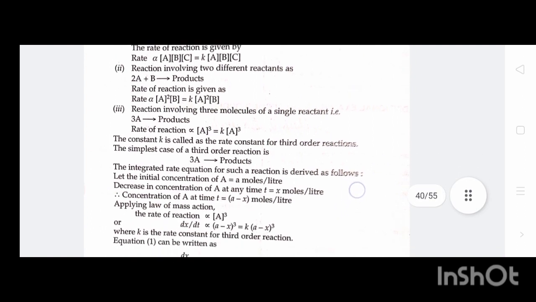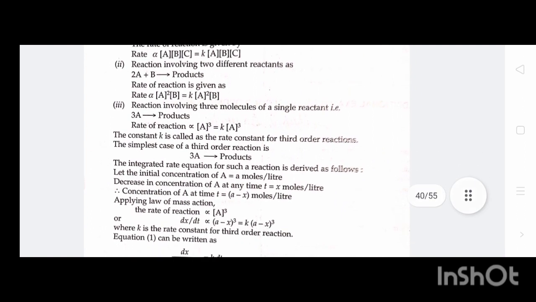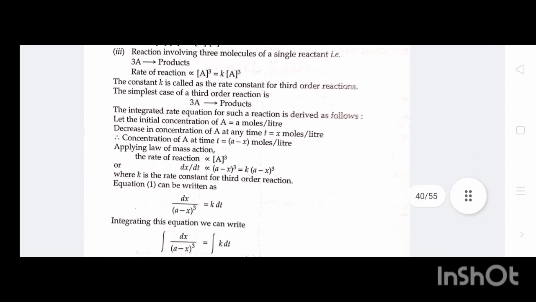Kinetics of third order reactions. A reaction is said to be of third order if its rate depends upon three concentration terms, which may or may not be the same. There are three types of third order reactions. First, a reaction involving three different molecules of different reactants. Second, reactions involving two different reactants. Third, reactions involving three molecules of a single reactant.